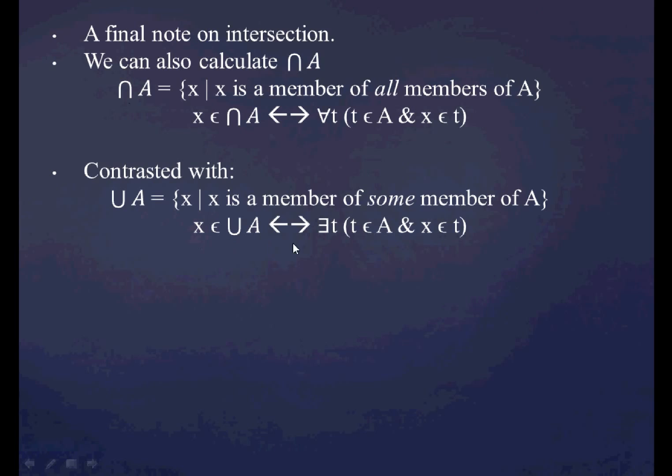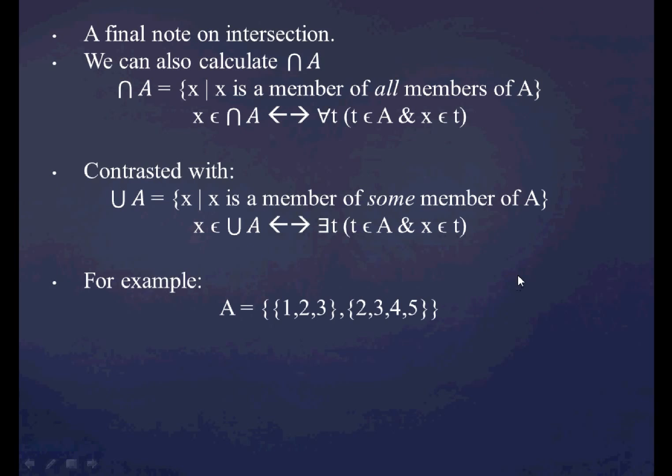In symbolic form, the definition of the union of A is very similar, except in this position you have the existential quantifier instead of the universal quantifier. This should make sense because there should just be one. If there's at least one T, there exists some T such that T is in A and X is in T, then X gets permission to be in the union of A.